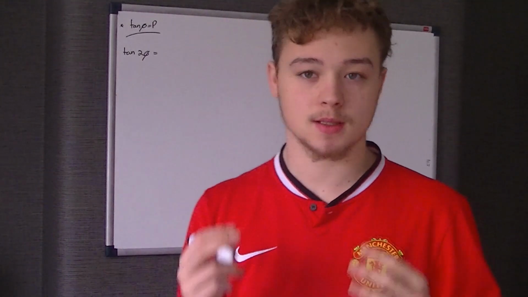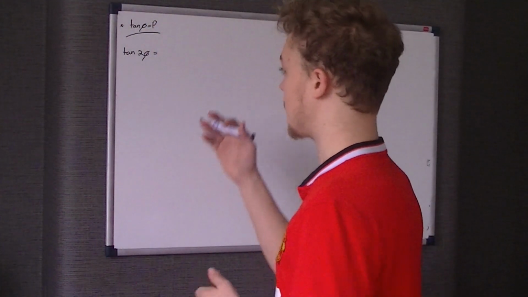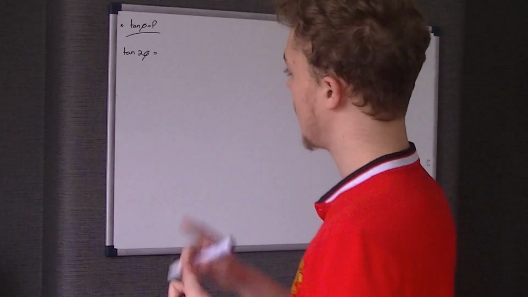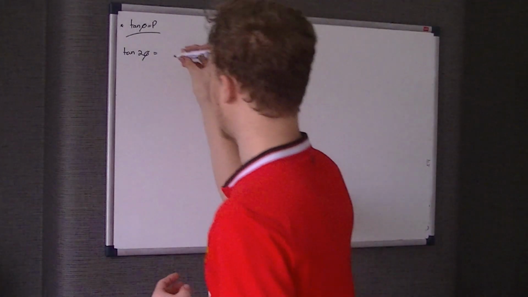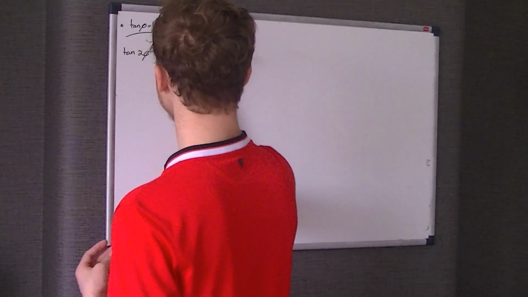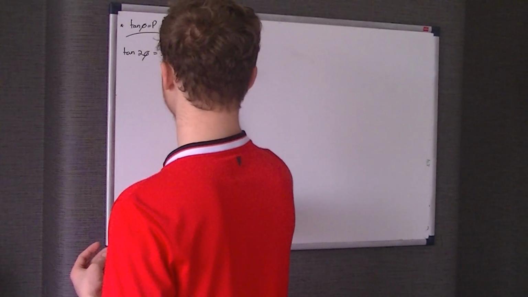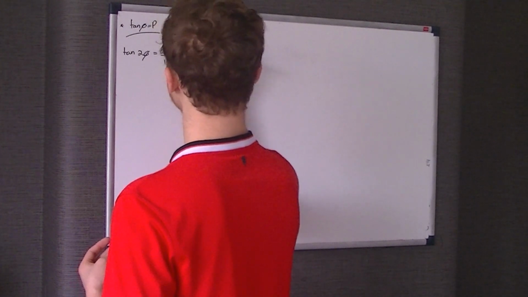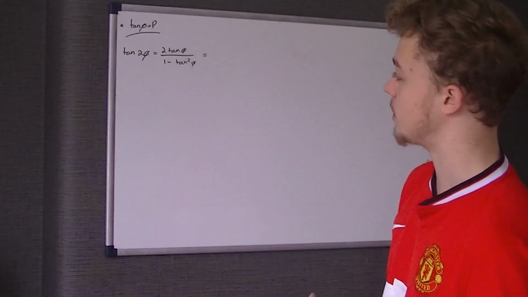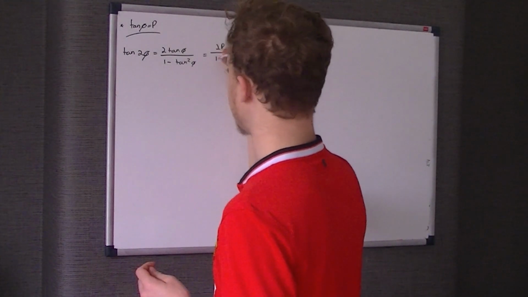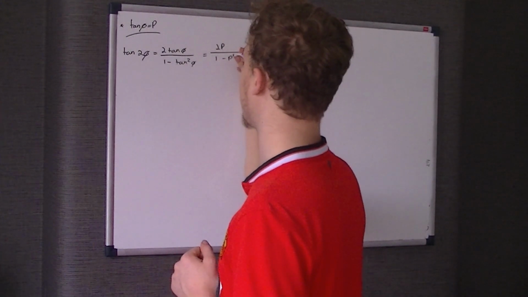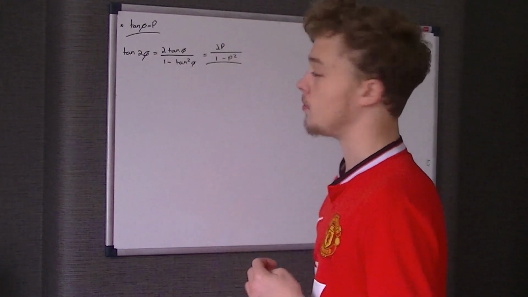So essentially, tan theta plus theta is tan 2 theta, so we use tan A plus tan B over 1 take tan A tan B. Essentially this is saying 2 tan theta over 1 take tan squared theta. Sub in where we see tan theta to be p: 2 times p, so 2p on the top, take 1 take p times p, which is 1 take p squared. So that is a simple one to do.